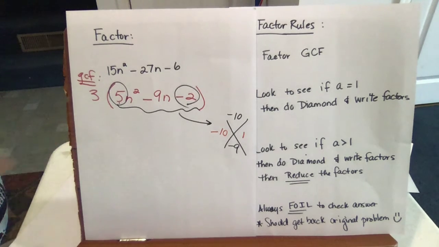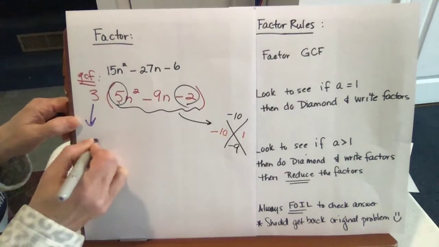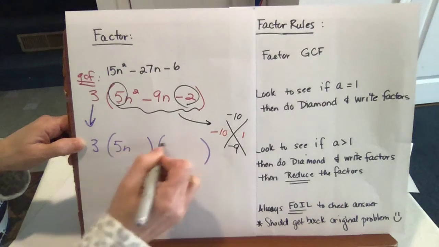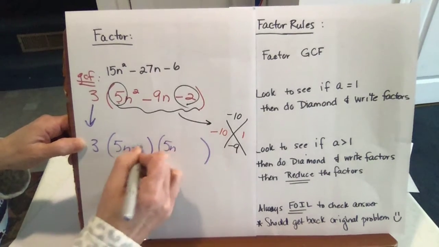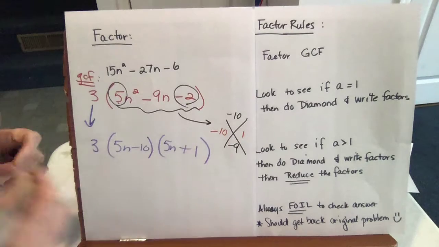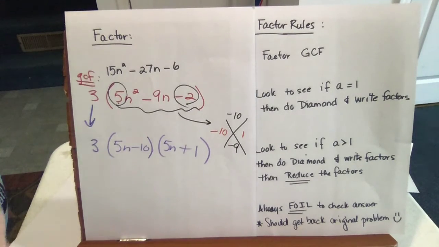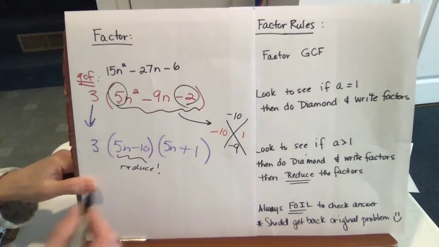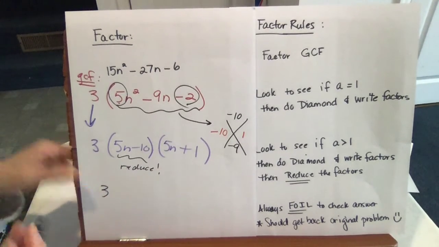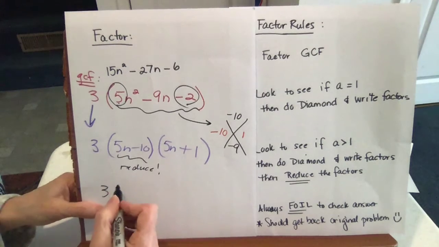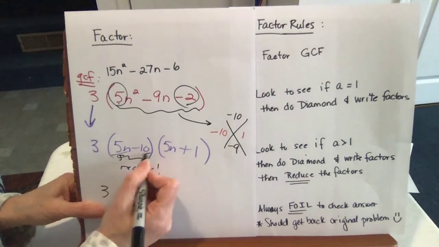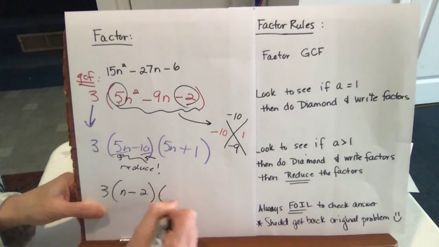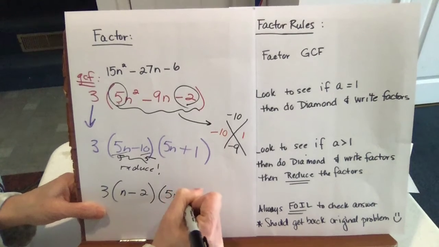Okay, now, when we do our factorization, remember, we have to keep our GCF of 3, so he has to just come down for the ride. Open up 2 parentheses, 5n, 5n, minus 10 from our diamond, plus 1 from our diamond, and reduce accordingly. As you can see here, this can reduce. So we're going to get 3, because that comes down. It's part of our factors. It's a greatest common factor. This can reduce by 5 and 5. So this is going to give us n minus 2. And the 5n plus 1 can't reduce.